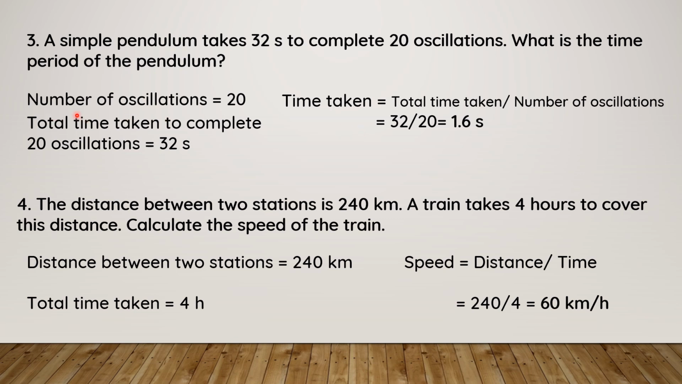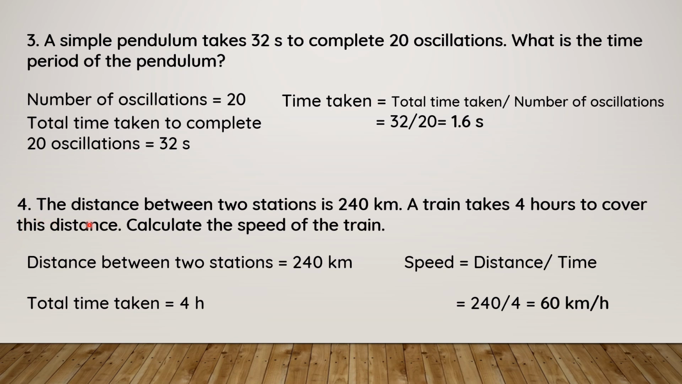So once again, number of oscillations 20. Then another given value is the total time taken to complete 20 oscillations, that is 32 seconds. Then time period is total time taken by number of oscillations, that is 32 by 20 equals 1.6 second.